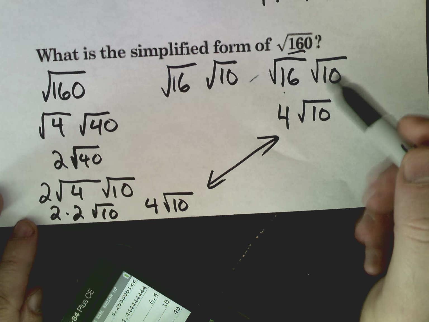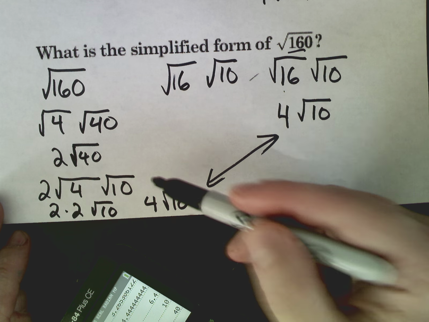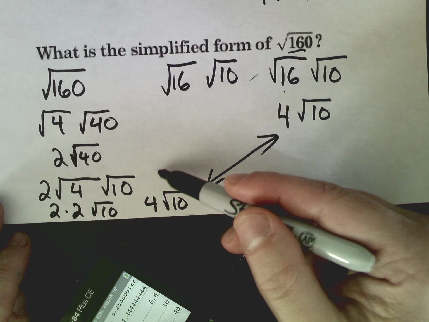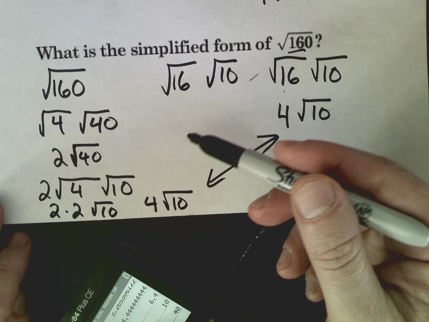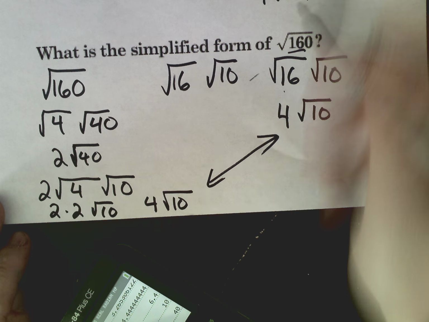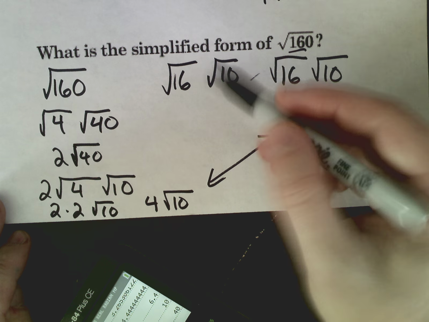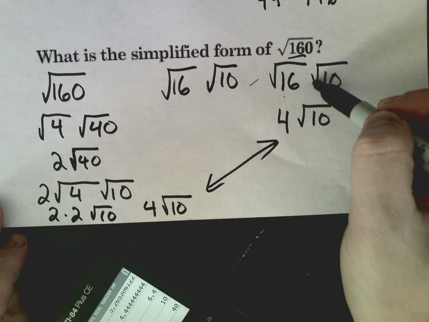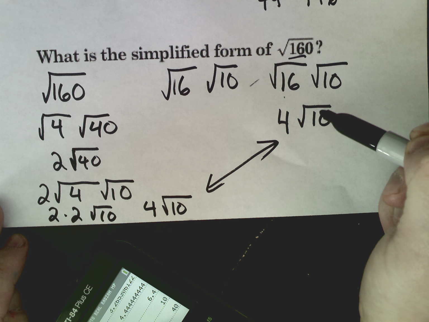If you notice, the long way is this way. If a number's bigger, you might be doing square root of 4s a whole bunch of times. You might find a whole bunch of 9s in there. If you go from the top and work your way down, you get here quicker. But either way works, okay?